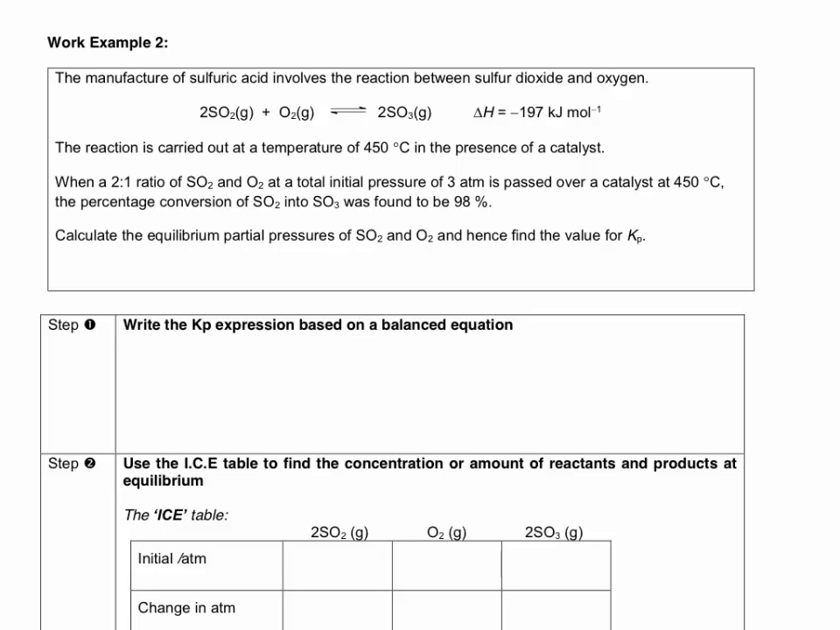Alright, now we are in the word example. Now let's take a look here. Currently we have sulfur dioxide gas reacting with oxygen to give you sulfur trioxide. This is an exothermic process. Now let's take a look at what they say.